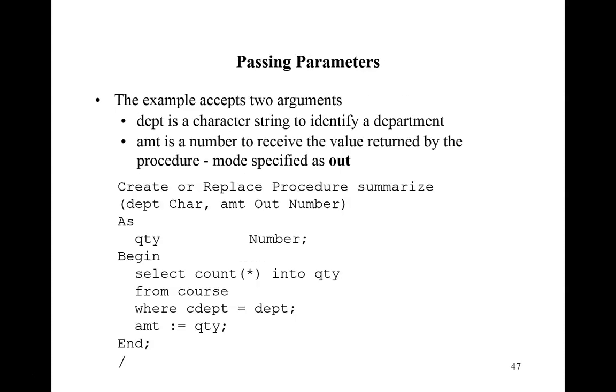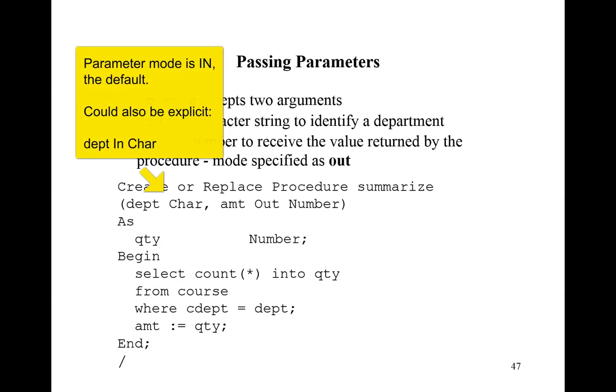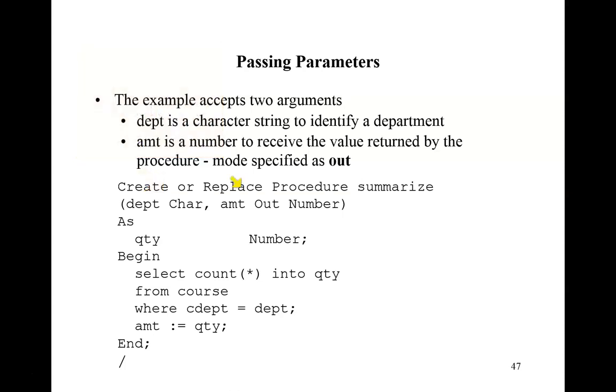Here's an example that involves two arguments. The first argument, department or DEPT, is in mode. We were silent as to what the mode is, so it defaults to in. Notice the second one, we specify amount. Its data type is number, and what we see is this is an out mode. So when we call summarize, the name of this procedure, we can pass a character string as a literal or as a variable for input, and we'll have to give some variable to receive the number that is returned through amount.